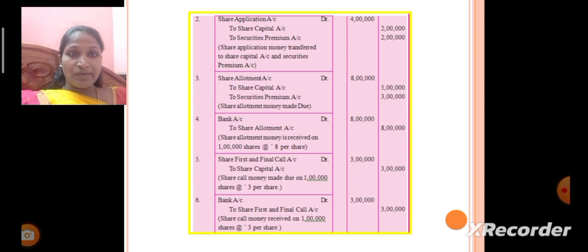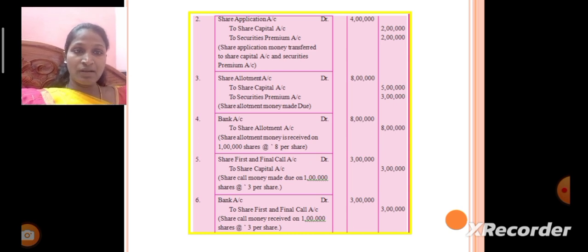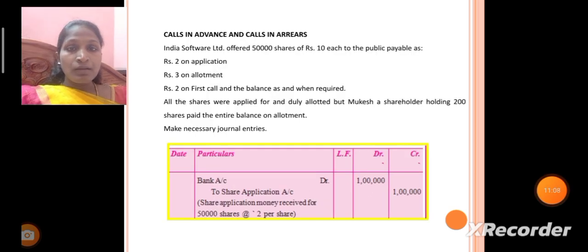The next entry is share first and final call account debit to share capital account rupees 3 lakh. It is the due entry. Next, for receiving first and final call money, bank account debit to share first and final call rupees 3 lakh. The next model is we are going to see calls in advance.